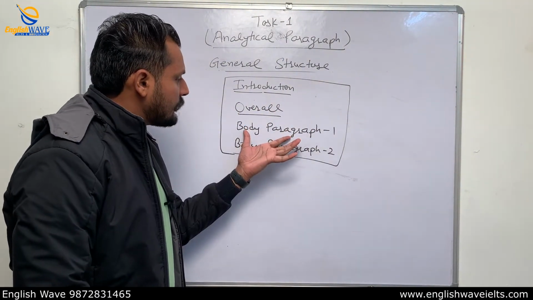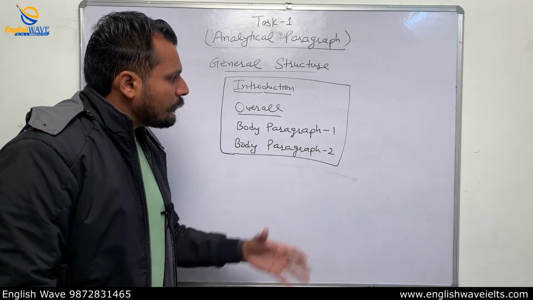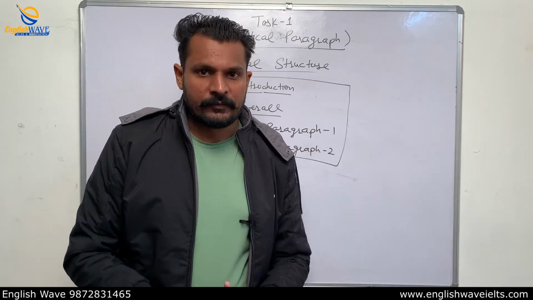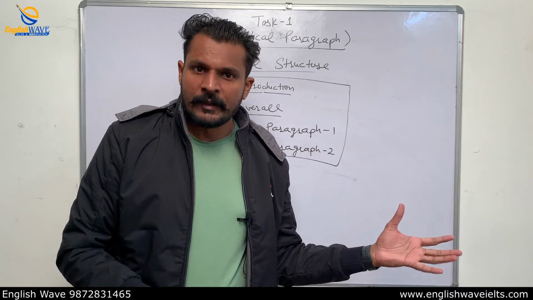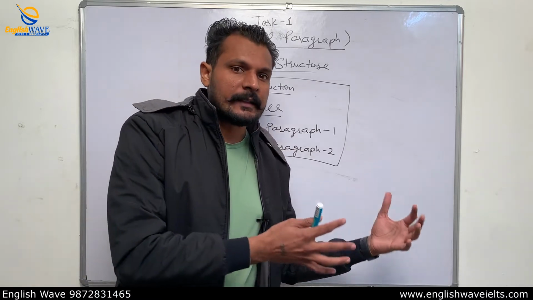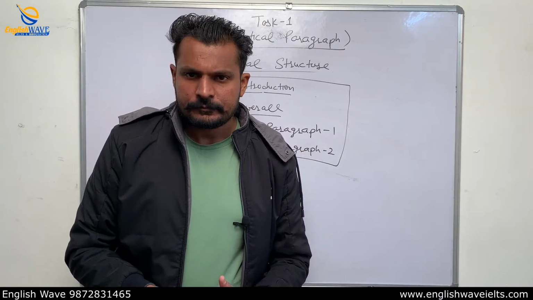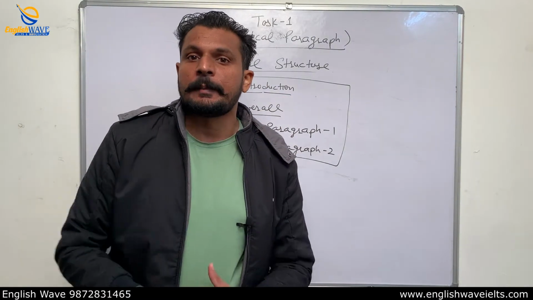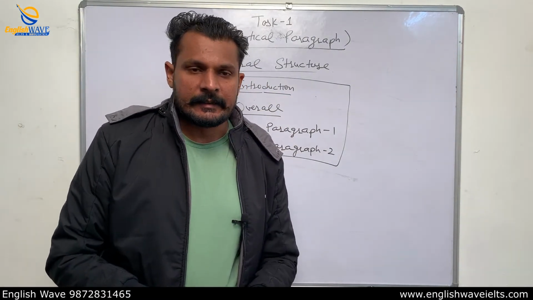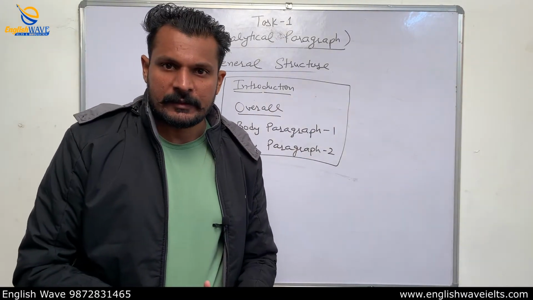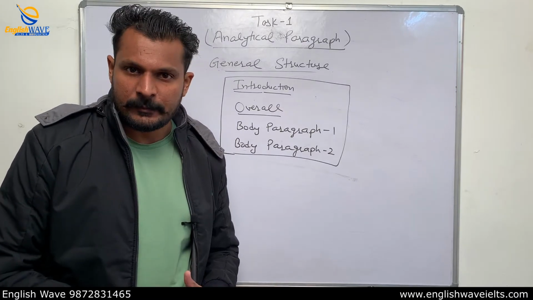In body paragraph 1 and body paragraph 2, we are supposed to describe the trends of the graph. What is happening in the graph? Whether there are some increments or declining trends and so on. So first we'll start with the introduction part of the paragraph, and further we'll move on to the next body paragraphs. So let's start with the introduction part.